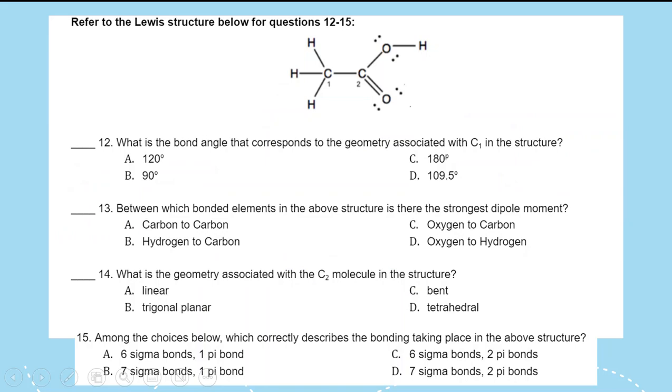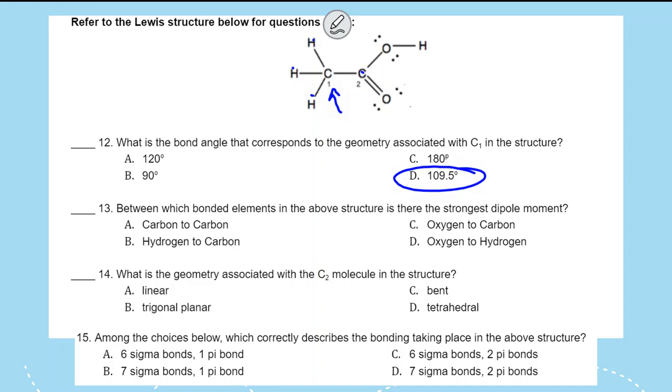All right, here has a bunch of multiple choice questions, which should be good. These are all hybridization and angle stuff. Okay, what is the bond angle that corresponds to the geometry associated with C1? So we're talking about there. C1, 1, 2, 3, 4 bonded atoms, no lone pairs. That means what shape? Tetrahedral. What angle goes with that? That's easy enough, right? Okay.